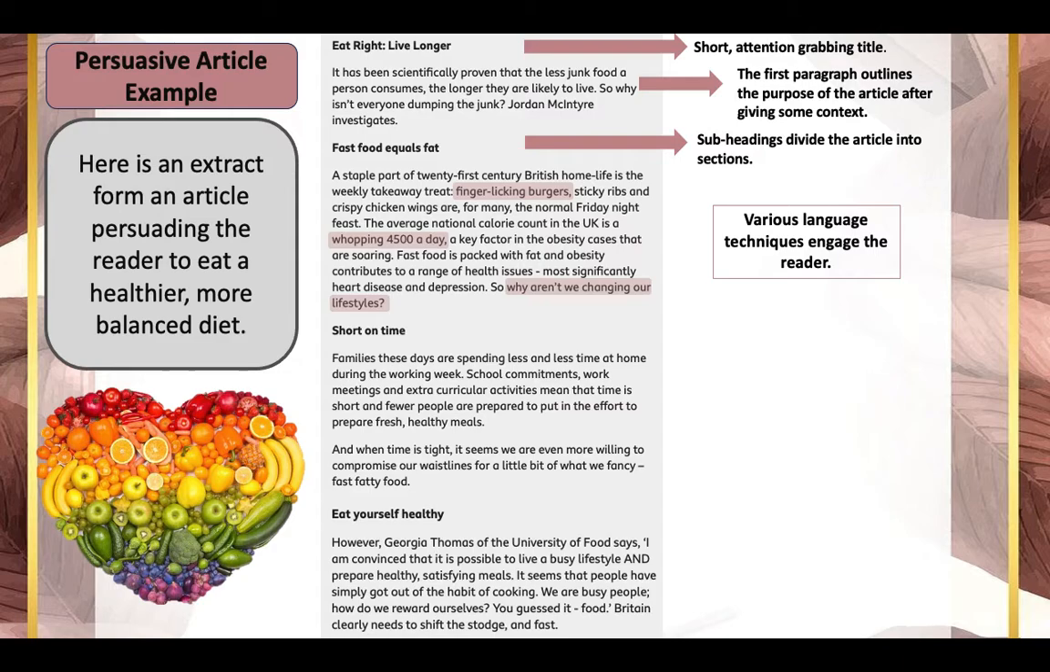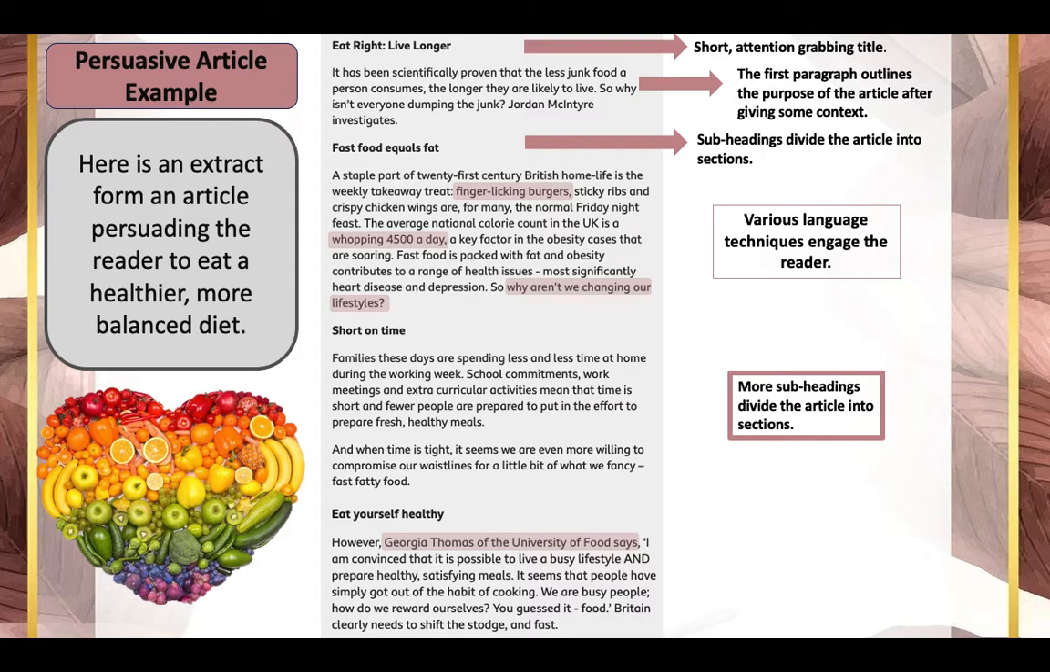So we've got things like finger-licking burgers. We've got some facts there, that the calorie count for the UK on average is 4,500 calories. And then we've got a rhetorical question: why aren't we changing our lifestyles? Then they go on to explore why that is so. As you can see, we've got more headings there that divide it into sections.